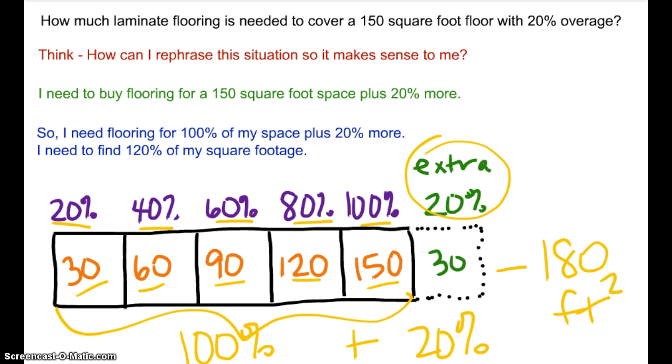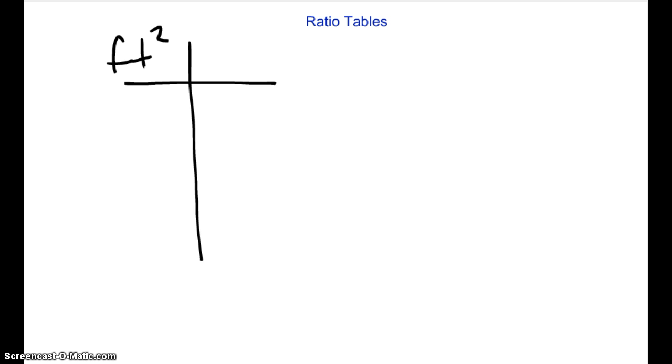So this is a really good model to use. A percent bar is a great model. I'm going to show you how to translate this to a ratio table, because ratio tables translate very well. A lot of you may know ratio tables as just T-charts. So what you're going to do is label your units. So we have square feet and we have percent.